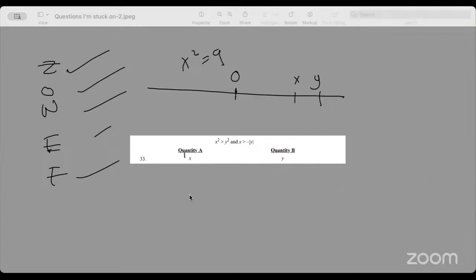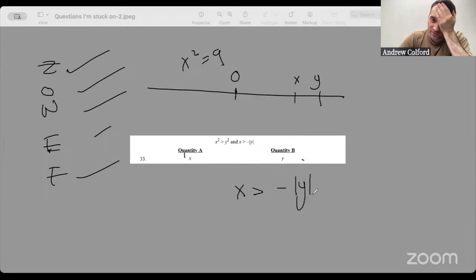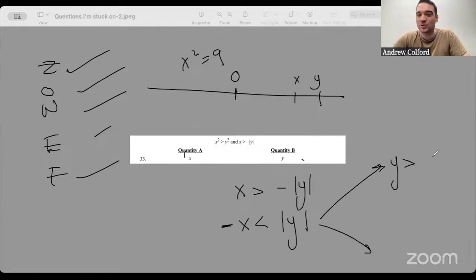I know we're dwelling on this, but it's bugging me a little bit. So x is greater than the absolute value of negative y. One thing I could do is multiply both sides of this by -1, where x then becomes less than the absolute value of y. And as a reminder, when I multiply both sides of an inequality by a negative, I flip the sign. Then I could break this up into its two possibilities, which is that y is greater than negative x, or y is less than x.